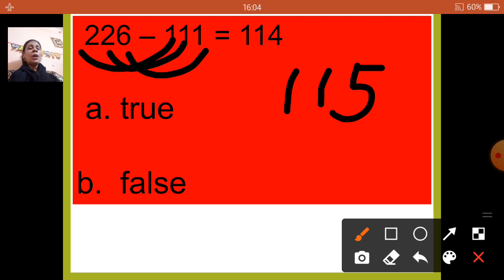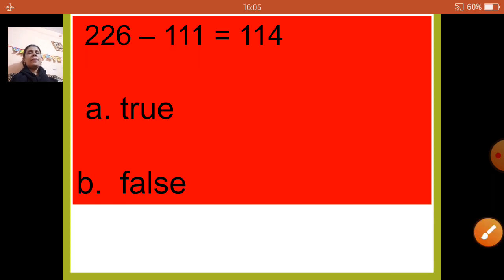That means when we subtract 226 minus 111, we get our answer 115. Okay, but here in the question it is given 114. So is it true or false? False. Correct. It is false. Why? Because in the question it is given 226 minus 111 is equal to 114, but we get our answer 115. So it is false. Understood children how the sums are going to come as true or false and as filling the blanks? Now next.